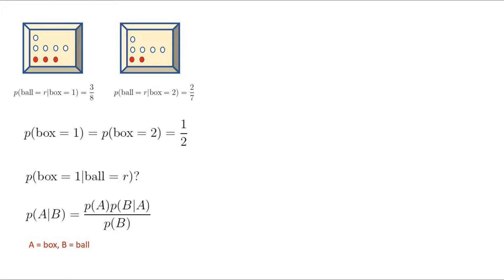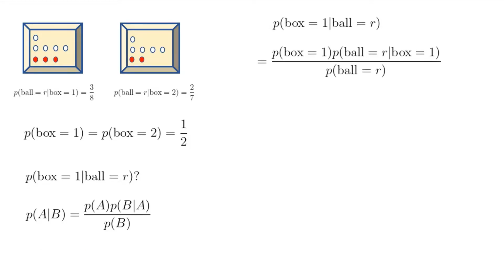If we let A equal the box and B equal the ball, we can convert our original setup into a Bayes' rule format. The probability of the box equaling 1, given the ball is equal to R, is equivalent to the probability that the box is equal to 1, times the probability of the ball being red, given the box is equal to 1, over the probability that the ball is equal to red. As you can see, we now know all the values in the numerator, but the denominator is a bit confusing. How do we know what the probability of a ball being red in general is?